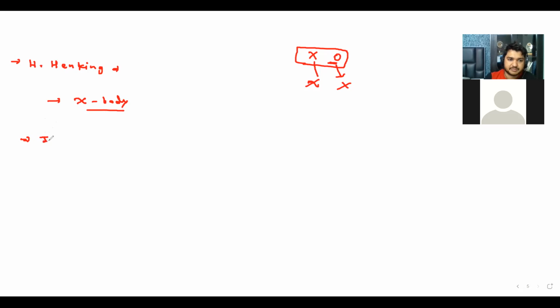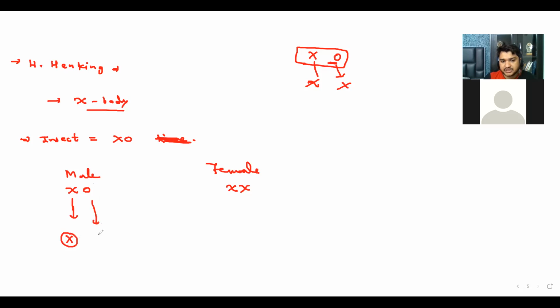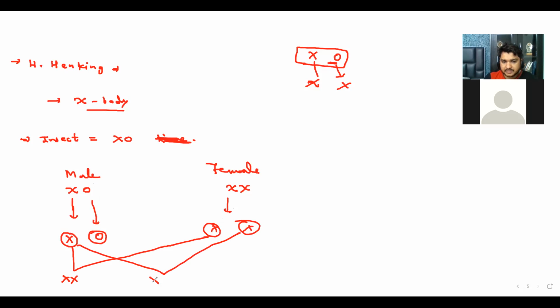Some insects, because he was observing insects. In insects we have the XO type. If there is a female, she has XX, and the male has XO. So if the male is giving sperm, it can have X or it can have O, nothing. And the female always gives X. If X combines with X, then it would be female. But if it is X and O, it would be male.